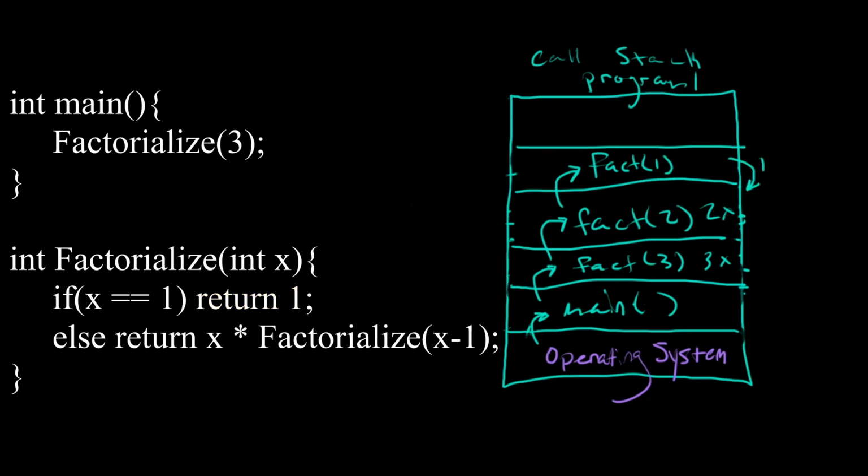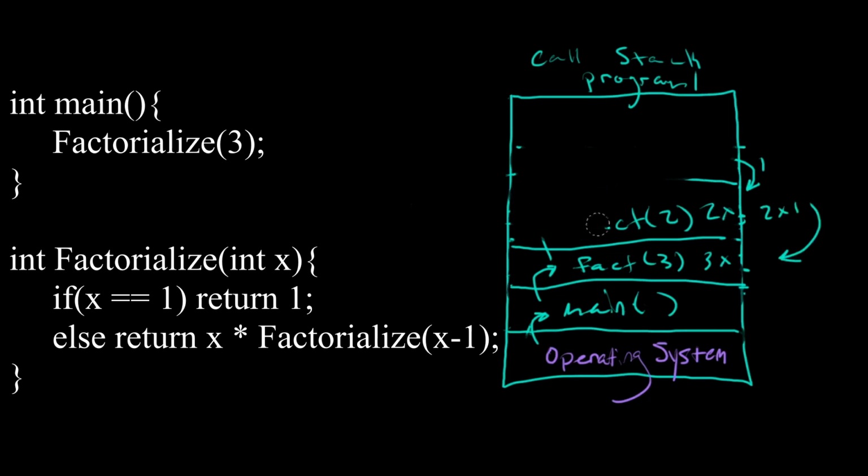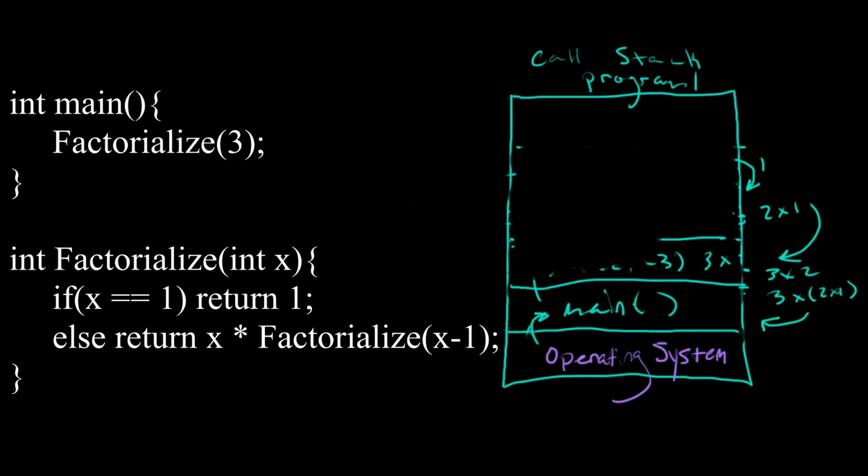So now we do 2 times 1, and then we return that over to that function. First off, this would be cleared off the call stack like that. And then this one too would be cleared off the call stack because we have its return value now, 2 times 1. And then it's returned over to 3. So now we do 3 times 2, or you can think about it as 3 times 2 times 1, like that. And then we return that over to the main function. And this factorialize 3 is cleared off the stack, and we're done.